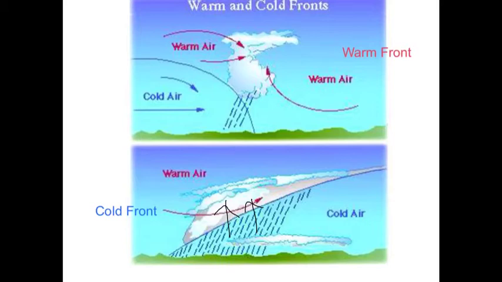Front boundaries are shown on weather maps with purple lines and symbols that represent the air pressure. The air pressure helps determine the temperature and the humidity.